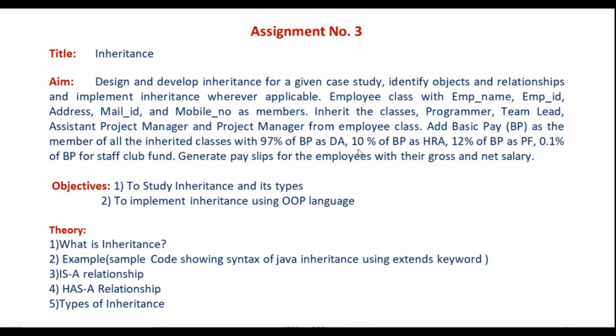Add basic pay as the member of all the inherited classes, with 97% of BP, that is basic pay, as DA, dearness allowance, 10% of BP as HRA, house rent allowance, 12% of BP as PF, provident fund, and 0.1% of BP for staff club fund. Generate a pay slip for the employees with their gross and the net salary.